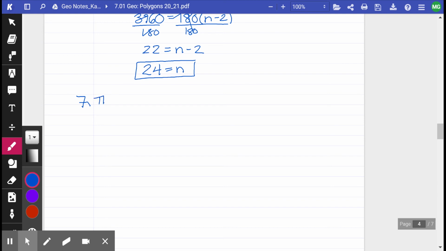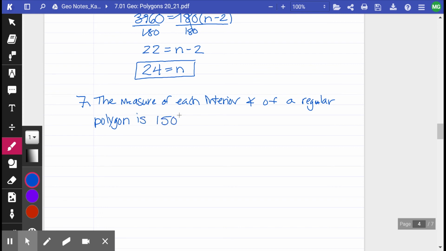Next one. The measure of each interior angle of a regular polygon is 150 degrees. How many sides does the polygon have?